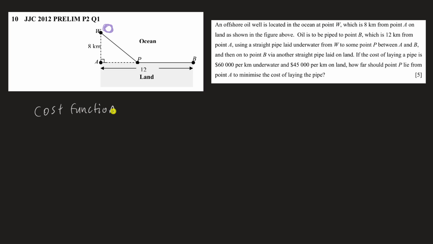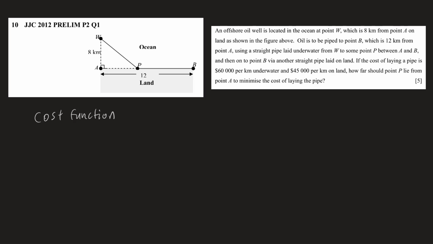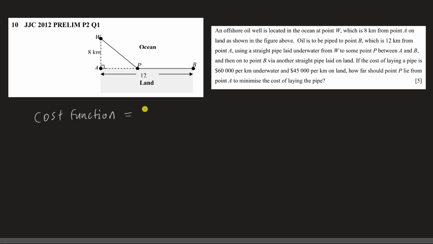So let's go ahead and come up with our very own equation. So there are two variables here. Well, when it comes to the cost function, the cost would just be the amount of water pipe, 60,000, times the length of water, plus 45,000 times the length of land, right?